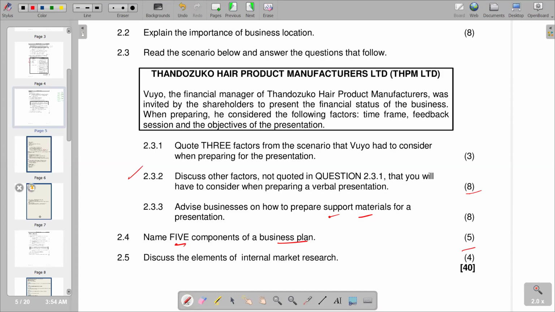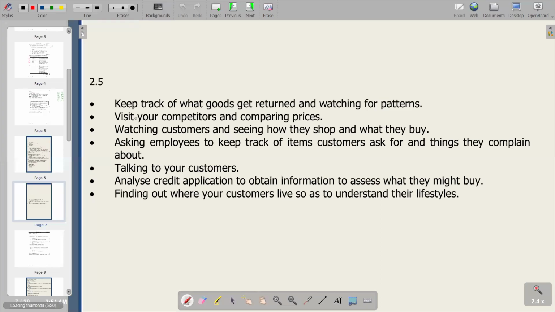So if you go there, I try to see the elements that we have just listed according to this video, which is our 2.5. These are the elements. Keep track of what goods get returned and watch for patterns. So basically, the information is collected internally by just looking at what goods have been returned, maybe by the customers, and trying to see the patterns of how they are being returned. So it becomes a research, but it's a research that has been done internally.